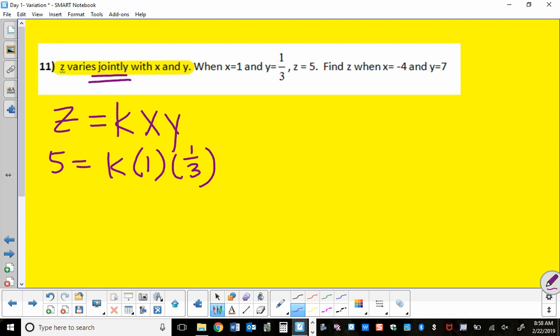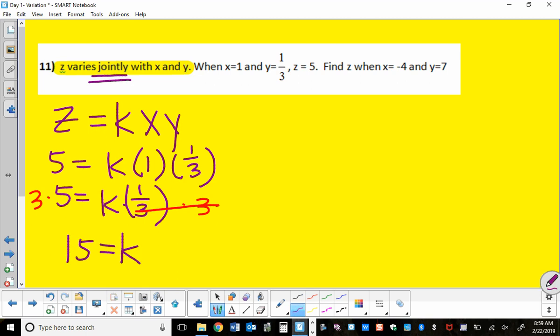Alright, let's multiply. What's 1/3 times 1? Just 1/3, right? So we have k times 1/3. If I want to get rid of this 1/3, I need to do what? I'm going to multiply both sides by what? Yep, by the reciprocal. If I multiply by the reciprocal, that's 3/1, or you can just write 3. So that cancels out, and I'm left with k equals 15.